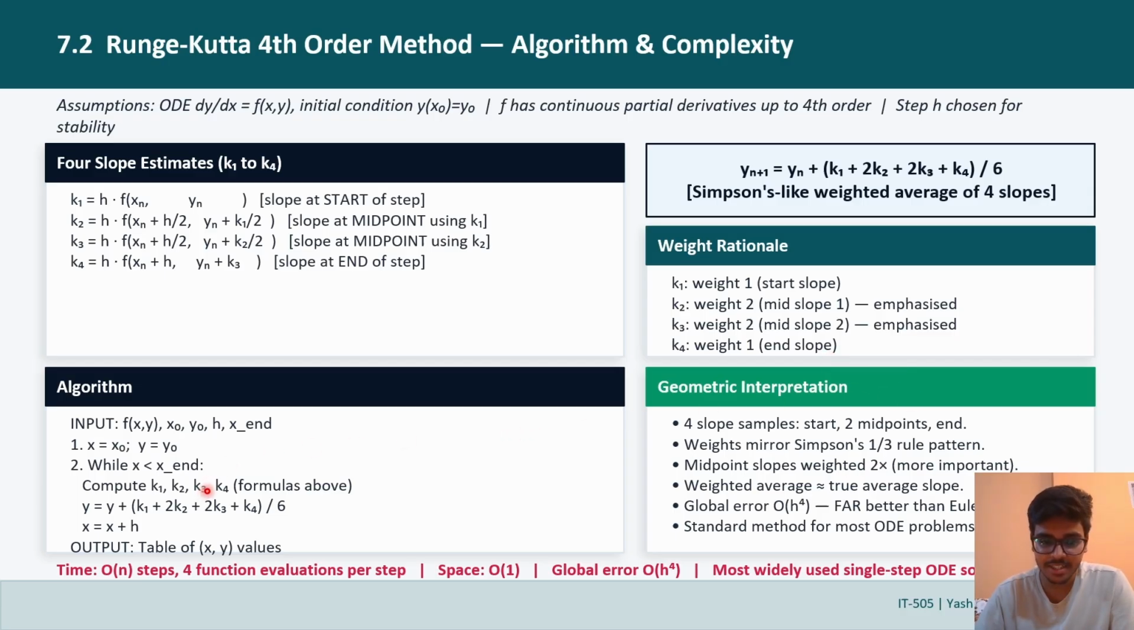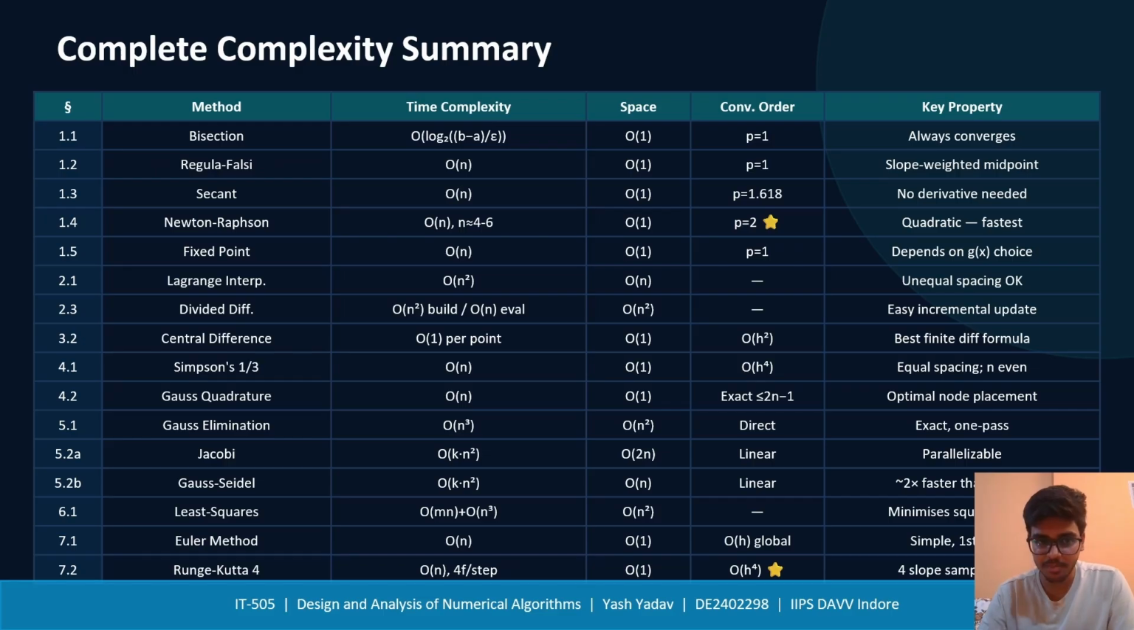The time complexity is O of n steps with 4 function evaluations per step. Space complexity is O of 1. Global error is O of h to the 4, far superior to Euler's. This is the most widely used single-step ODE solver in practice because it balances accuracy and simplicity elegantly. So this is the complete complexity summary which you can use for future reference.